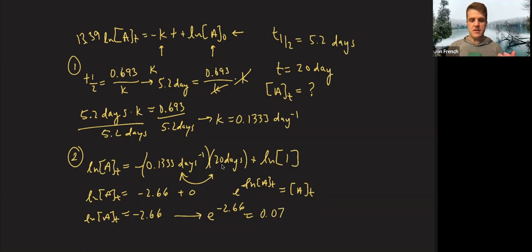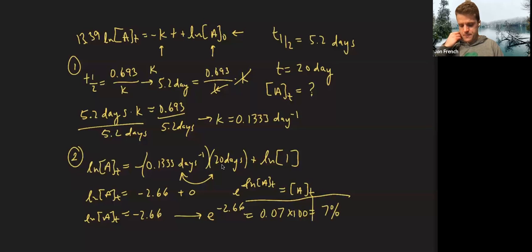So multiply that by 100 to turn it into a percentage. And we see that about 7% of the sample remains after 20 days. And that seems reasonable because the half-life is 5 days. So we went through about 4 half-lives of that compound in that 20-day period.